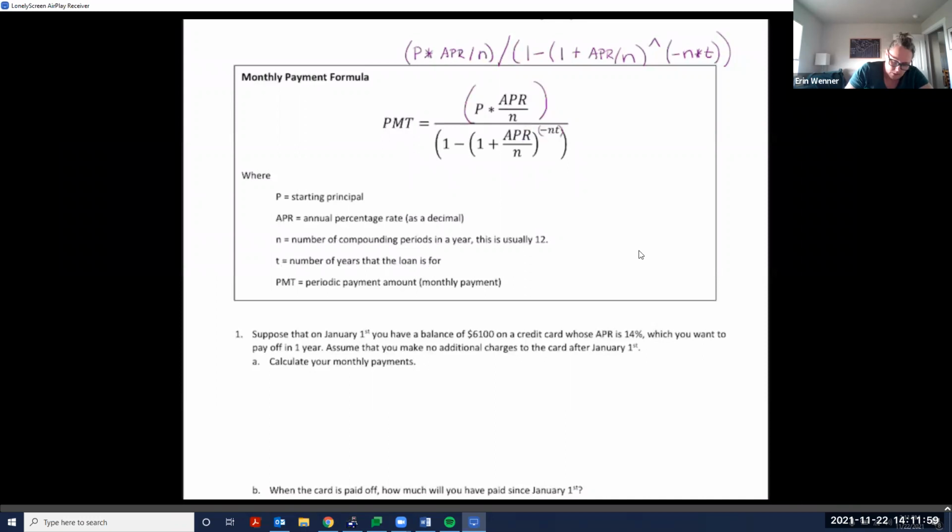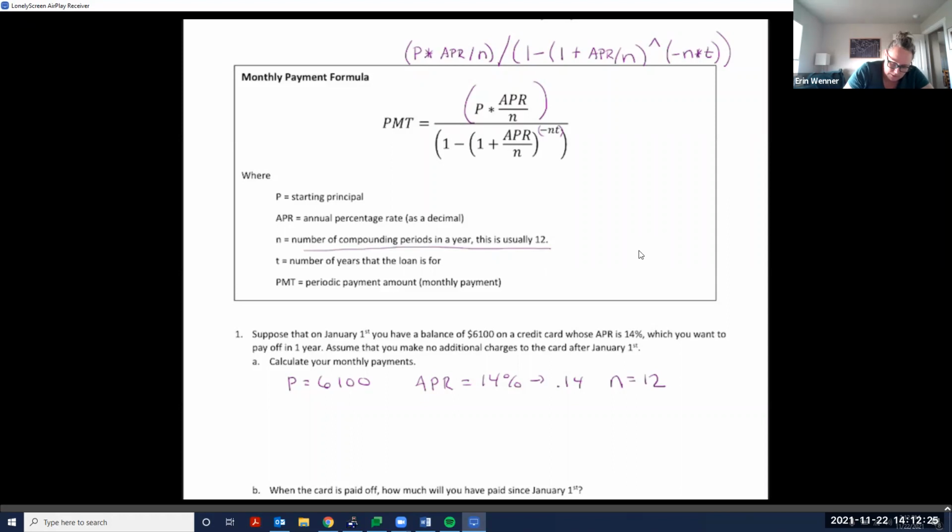So first of all, our principal is going to be the 6,100. Our APR is 14%, which we're going to put in as 0.14. And because all credit cards and loans compound monthly, N is going to be 12. And again, you can see up here, number of compounding periods, it's usually 12.